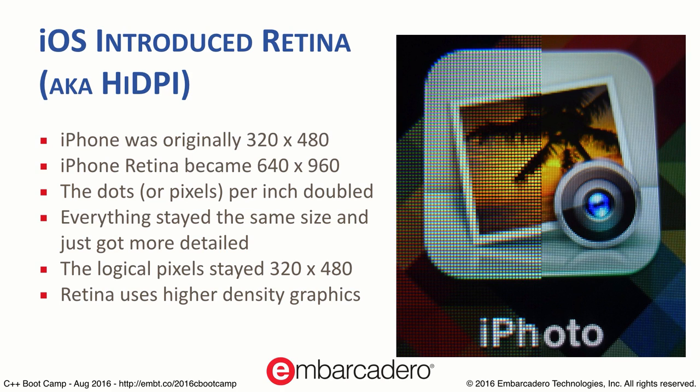What this resulted in is logical pixels versus physical pixels. Even though the screen was now 640 by 960, you treated it as if it was 320 by 480, but all of the graphics you provided, like for example the icon here, were at higher resolutions. So this became 2x graphics, essentially. The graphics were twice as high resolution in horizontal and vertical.